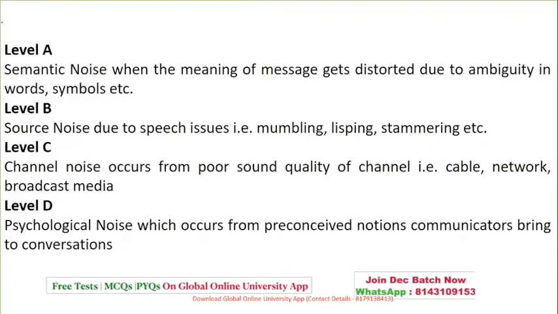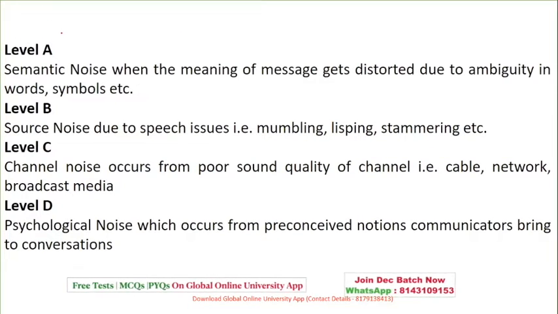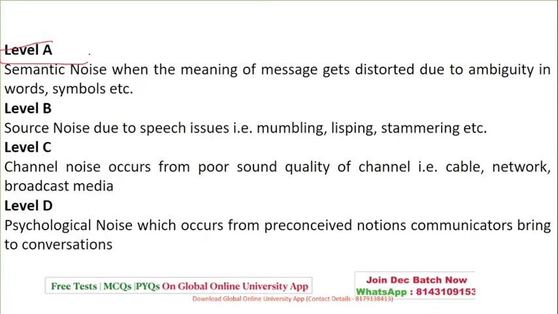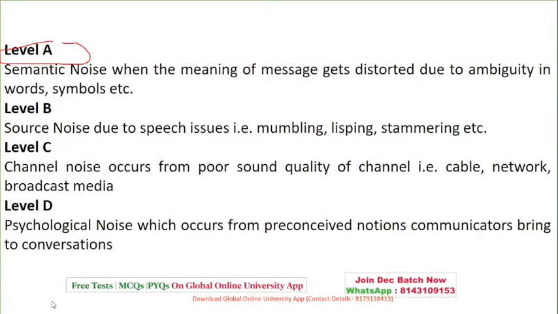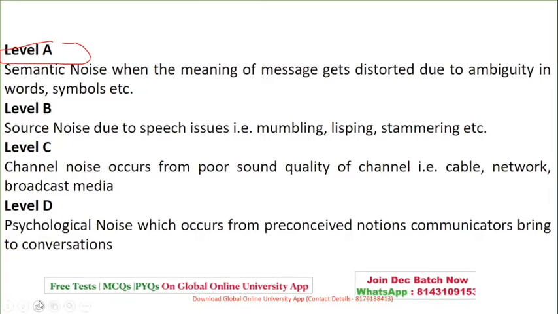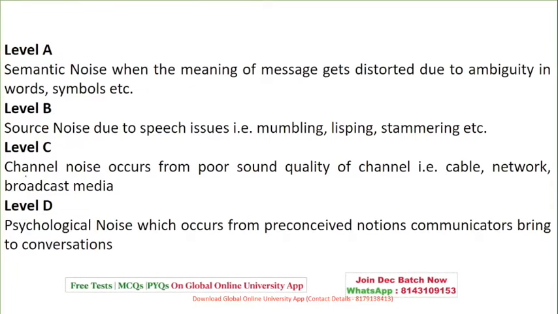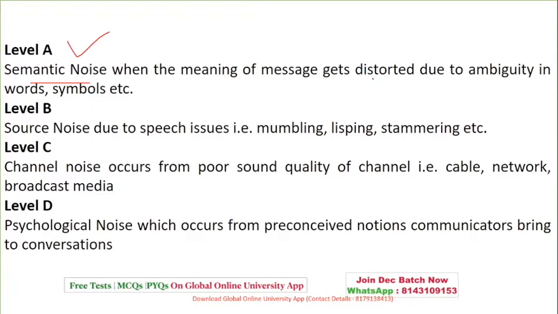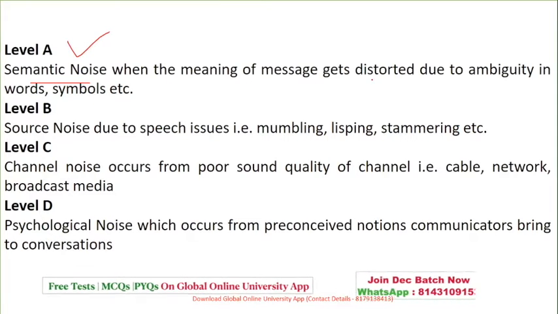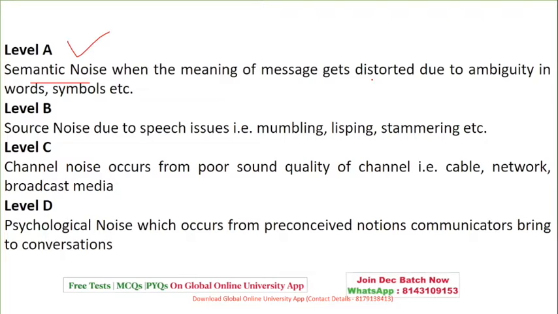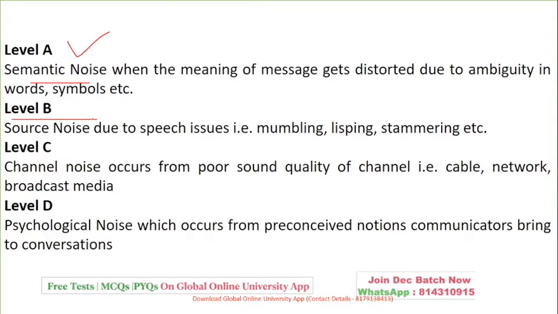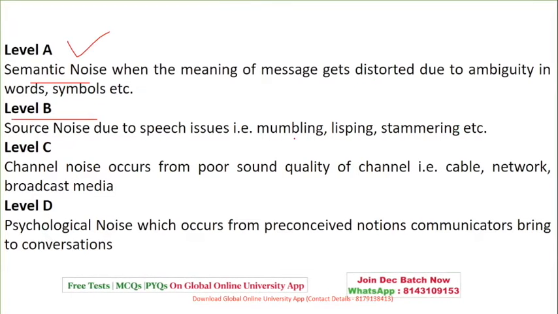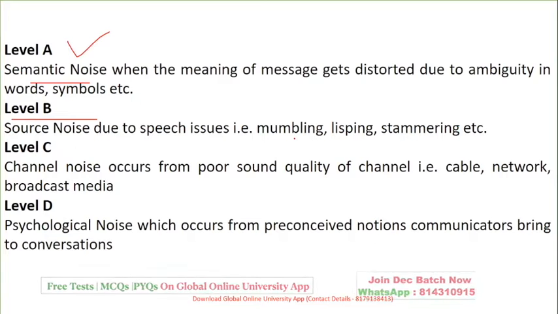Next. Now, there was the mass communication question with the following levels. There are basically four levels, and let's quickly revise what these levels are called. So level A, B, C, D. A is basically semantic noise, due to which the message can be distorted. It means there can be an unclarity about the message. Level B is the source noise, which can result in lip sync issues, stammering.